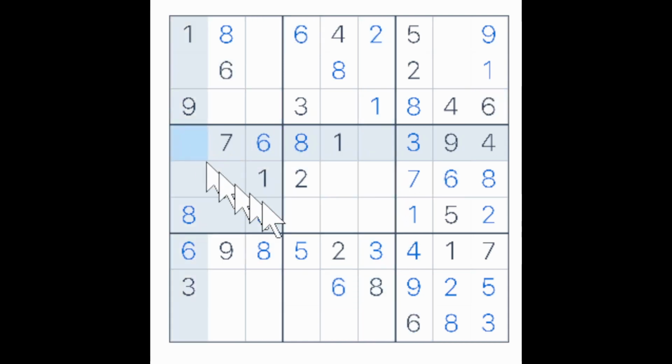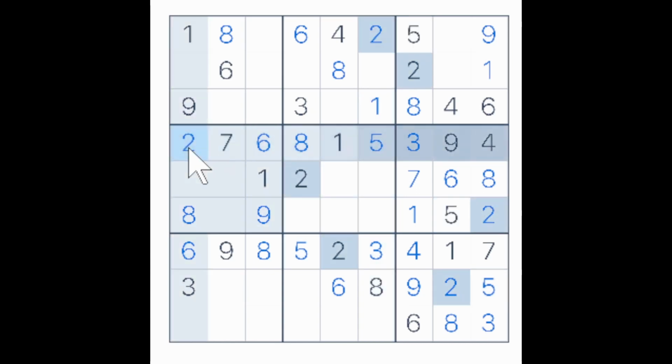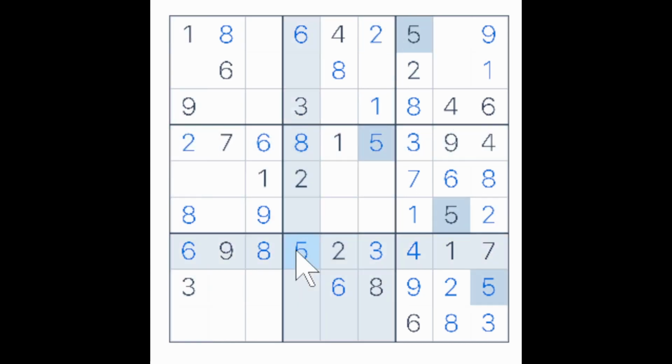These two cells have to be a 5 and a 2. This one can't be a 2 because of the 2 here and here, so it must be a 5. And that makes this a 2. I remember a 5 down here. Yes, there's a 5 here and there's a 5 here now. That makes this a 5.